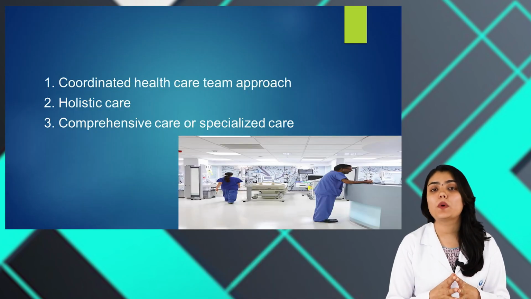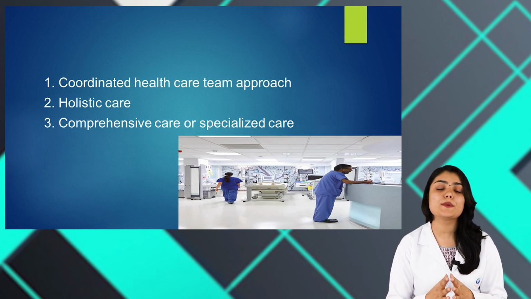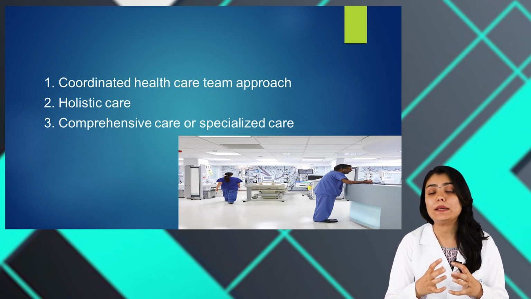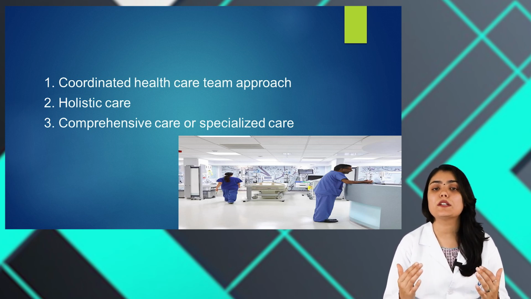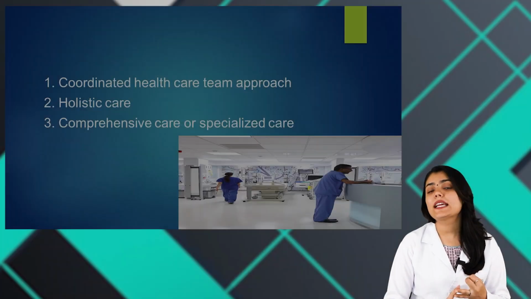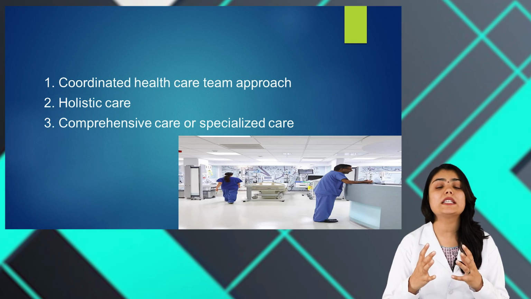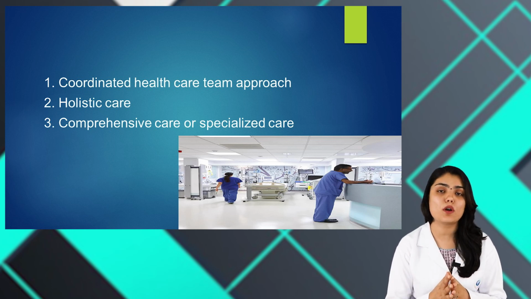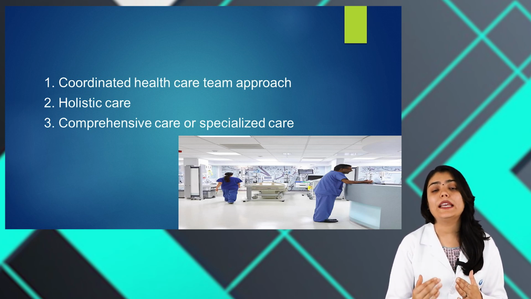The very first one is the coordinated health team approach. In any hospital, we see that the health team coordinates with one another in order to run the hospital properly or to deliver their services properly. The second scope of any hospital is holistic care. We have already discussed in the objectives that the very first objective of the hospital is to deliver quality standard care to all the people in need.